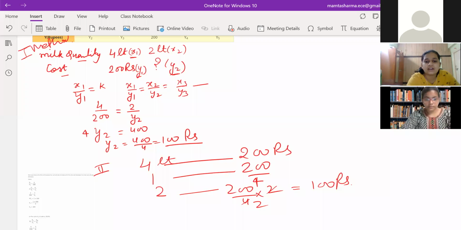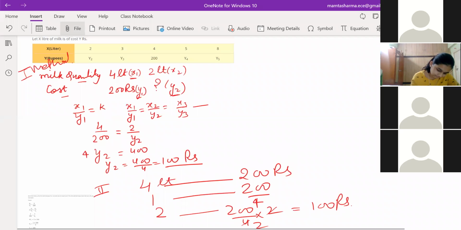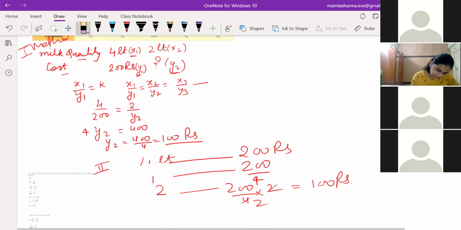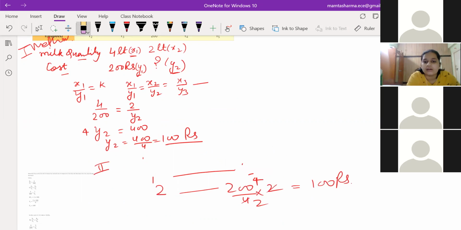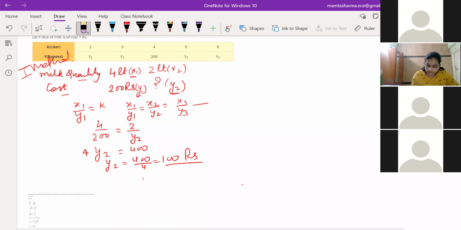So which one is easier? Ma'am, x1 by y1 is easier. Ma'am, that is only easy. Okay, but can you again explain the x1 by y1 method? Yes, I can explain. Wait. This method is not looking easy for this question, but if there are more complicated questions, then this will take a long time.